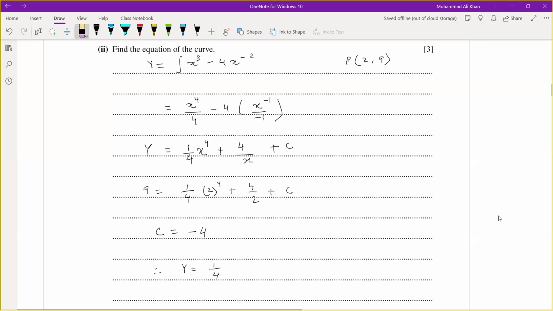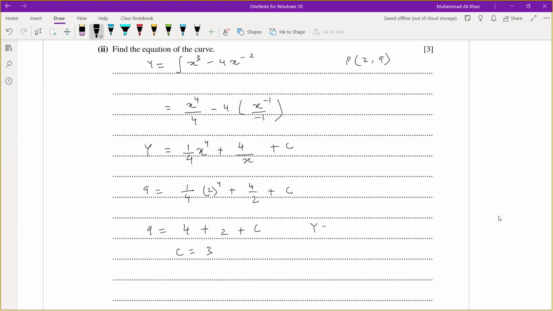Let me calculate the value of c again. What is the value of c? Here it is 9 equals to 2 power 4, that is 2 to the 4, 4 to the 8, 8 to the 16. 16 divided by 4 is 4, plus 4 upon 2 is 2, plus C. So C equals to 9 minus 6. 9 minus 6, the value of C is 3. The value of C is 3, sorry.